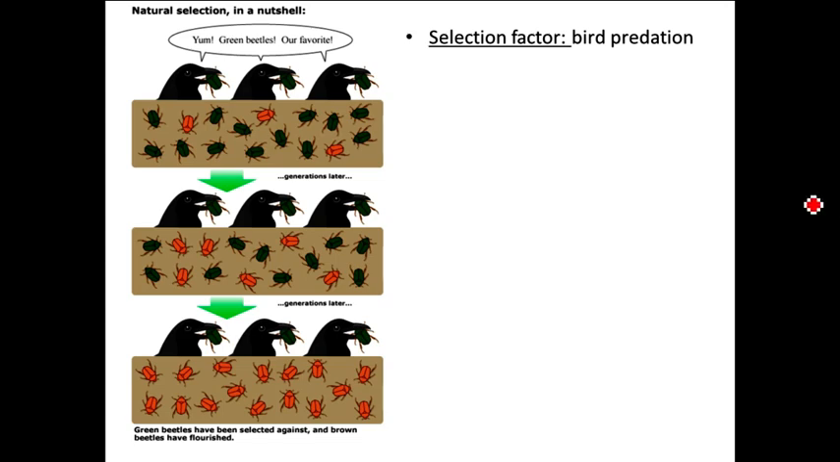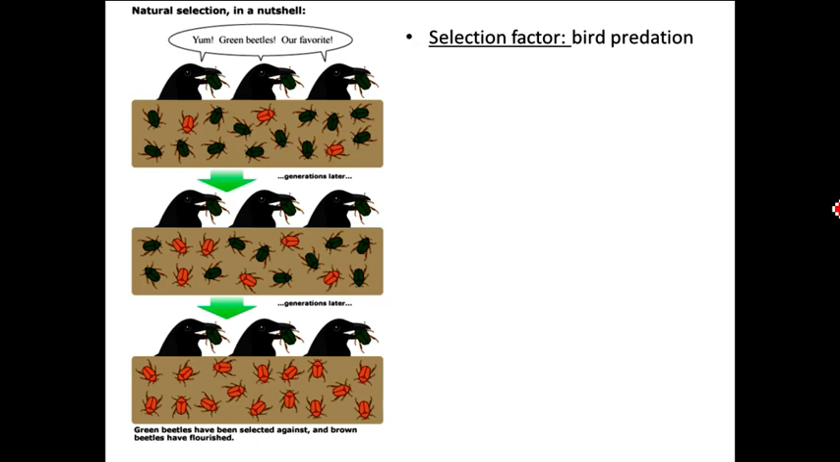In this case, it's a pretty straightforward one, because obviously the birds are eating some of the beetles. The beetles that are being eaten cannot reproduce, so they're not going to pass their genes on. It could be something a little less obvious, though, like food availability or temperature, anything in the environment that can give some individuals a little bit of an advantage can act as a selection factor.